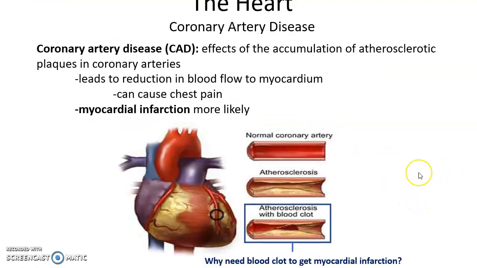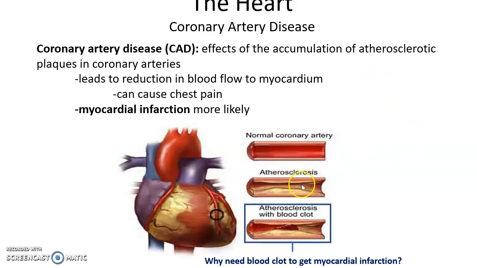Coronary artery disease. Coronary artery disease is when fatty material develops and builds up within coronary arteries. This is called atherosclerotic plaques forming within the arteries. This then narrows the space within the arteries, making it possible for blood flow to be reduced so that less blood makes it to the myocardium, to the muscle tissue in the heart. This could cause chronic chest pain because the heart's not getting enough oxygen and nutrients.